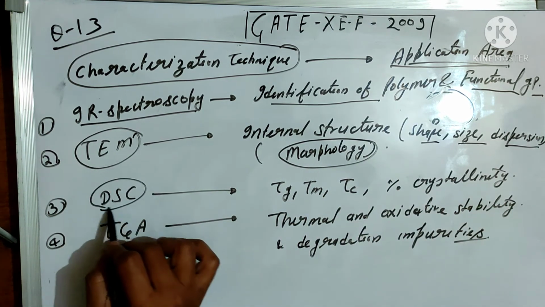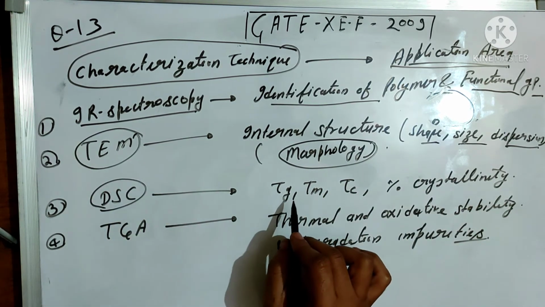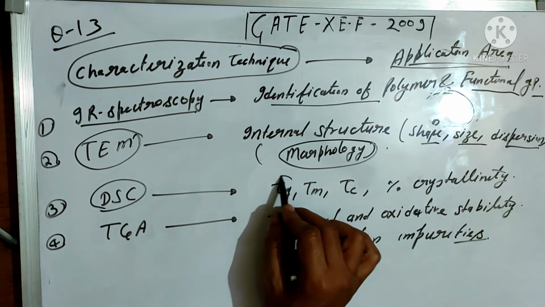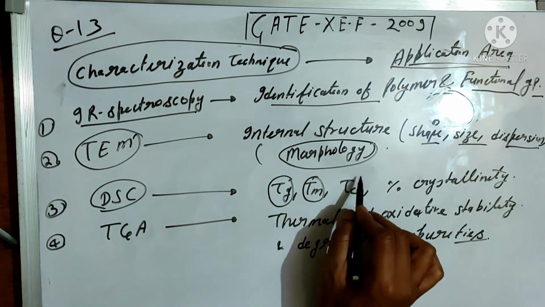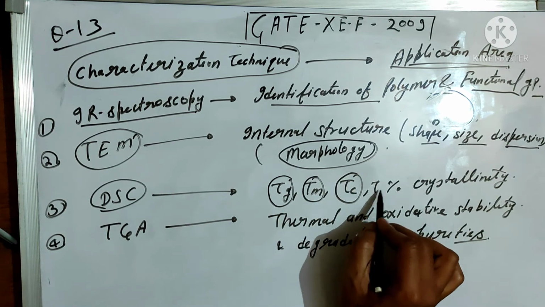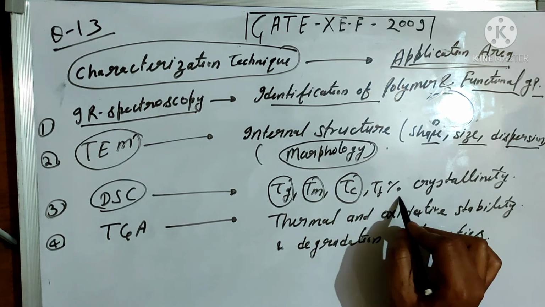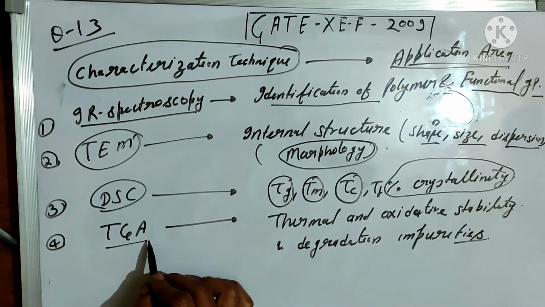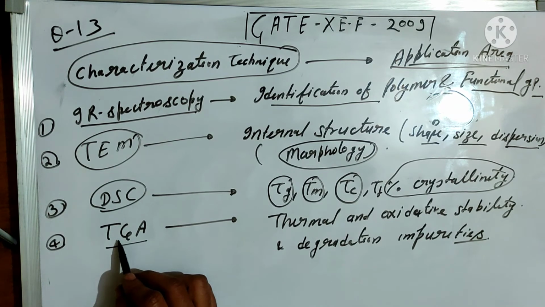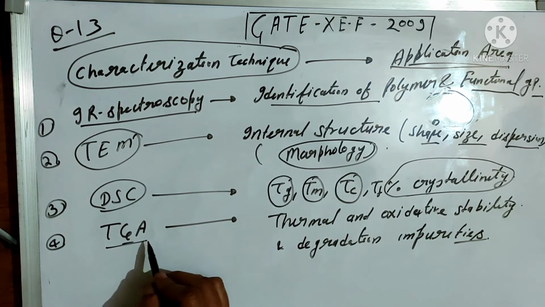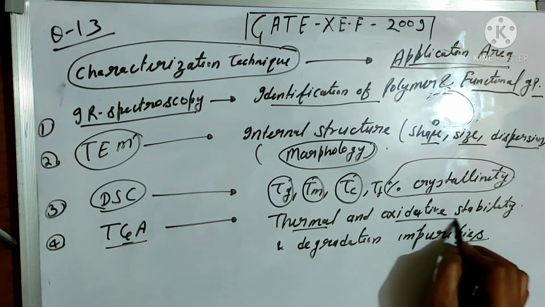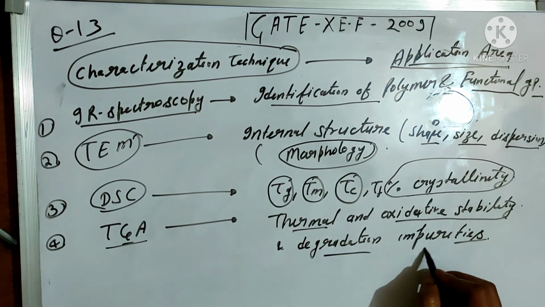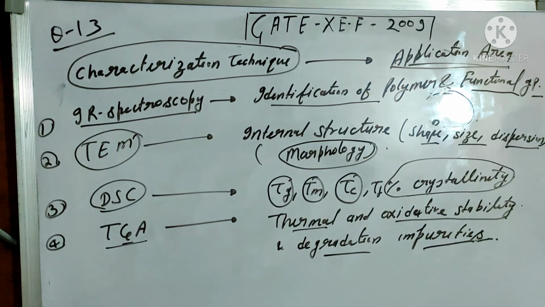The DSC, differential scanning calorimetry, is used to measure the phase transition temperatures, that means glass transition temperature, melting point, crystallization temperature, flow temperature, and the percentage crystallinity of the polymer. The TGA, thermogravimetric analysis, is used to measure the thermal and oxidative stability of the polymer, and also to measure the degradation and impurity of the polymer.